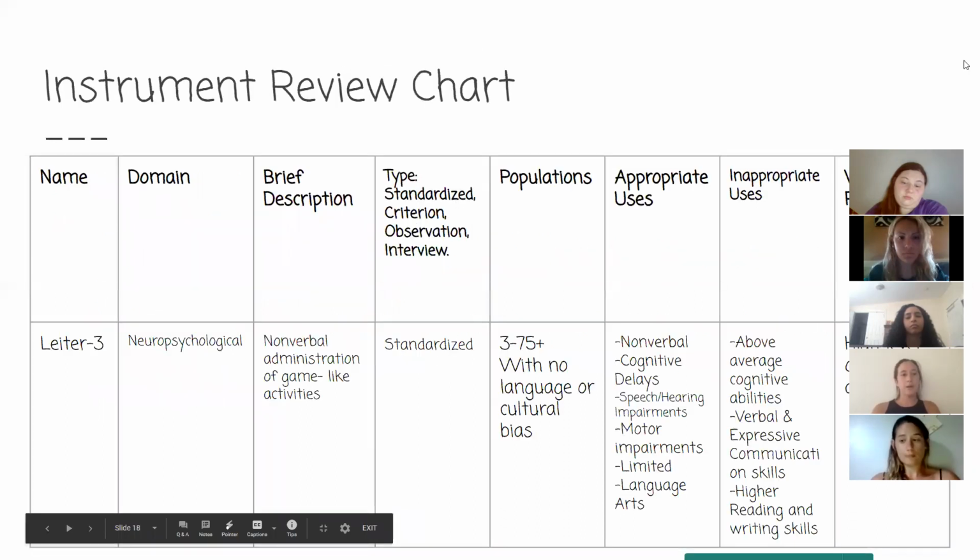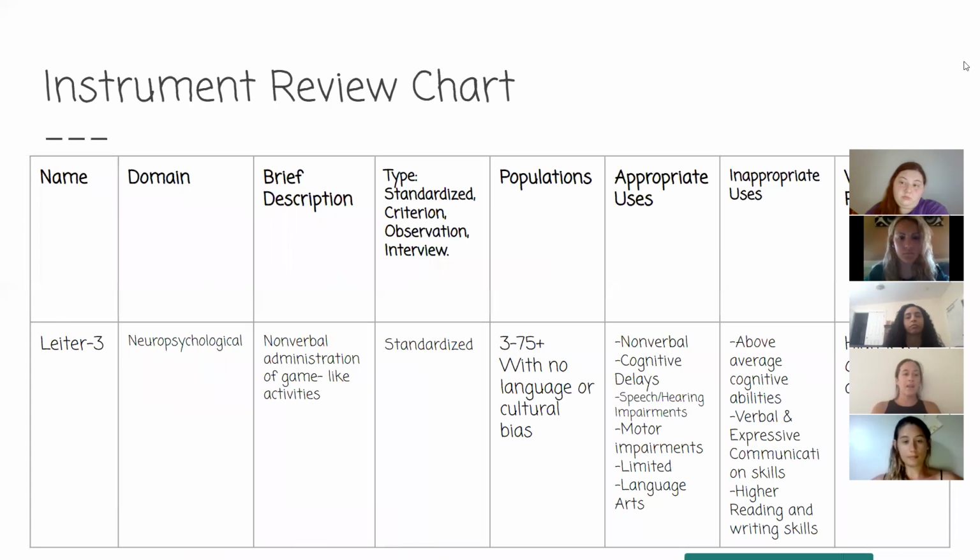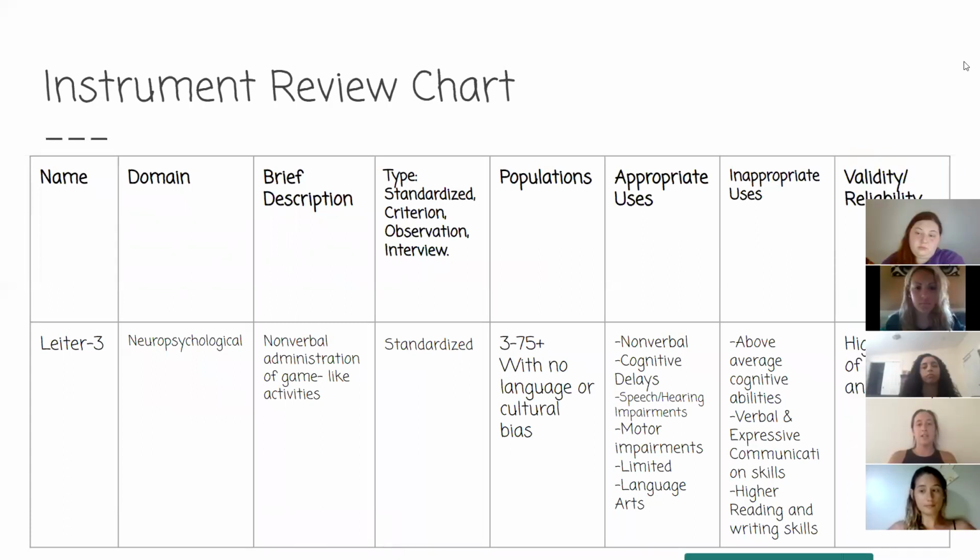So as a quick wrap up of our research, the Leiter-3 is a neuropsychological nonverbal administration of a standardized test. We put in here the populations, appropriate and inappropriate uses, as well as a quick bullet on validity and readability for you guys.